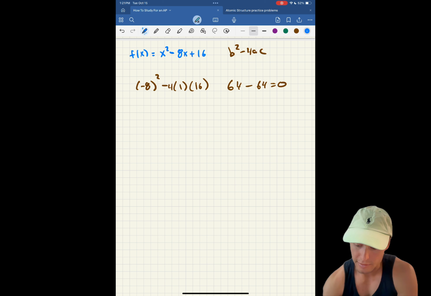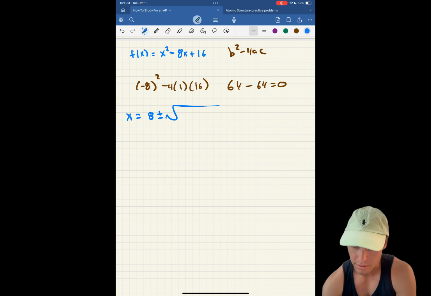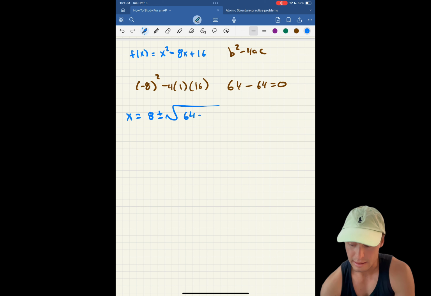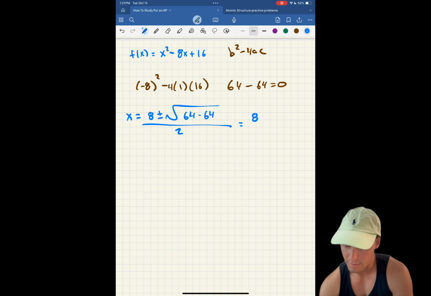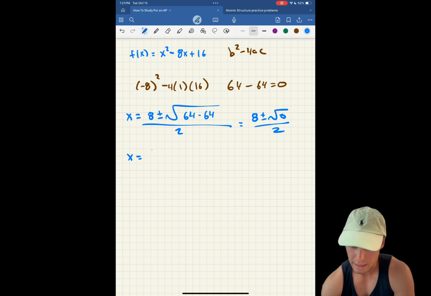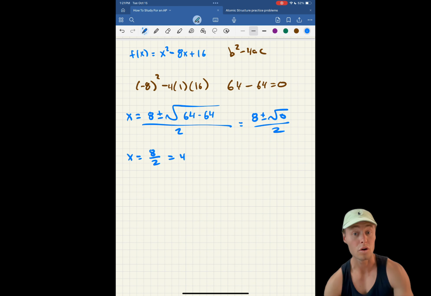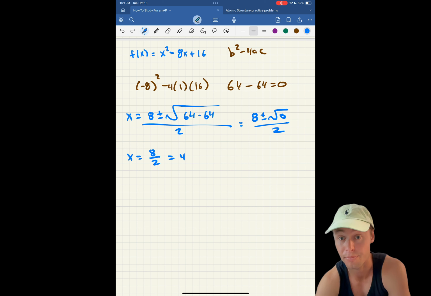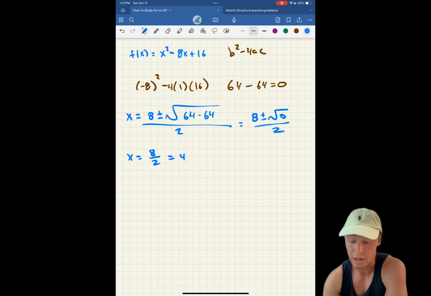Let's go ahead and use the quadratic formula. x equals -8 is +8, plus or minus the square root of -8 squared is 64, minus 4 times 1 times 16 is 64, all over 2 times 1 is 2, which gives me 8 plus or minus the square root of 0 over 2. The square root of 0 is just 0, so x equals 8 over 2, which is 4. Boom, only one answer, no plus or minus. Because our discriminant was 0, that plus or minus portion gets canceled out, and we just have one real x-intercept, one real root. Remember, this is a coordinate point, so it would be 4, 0.